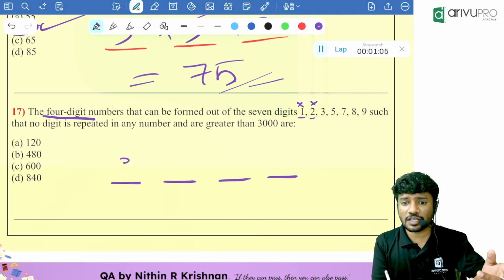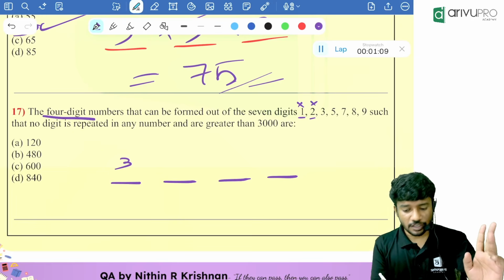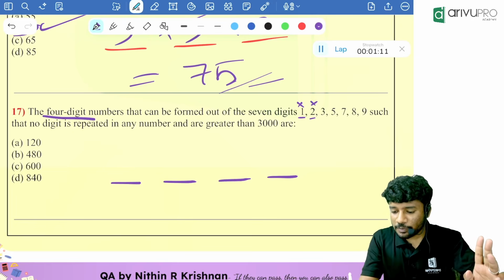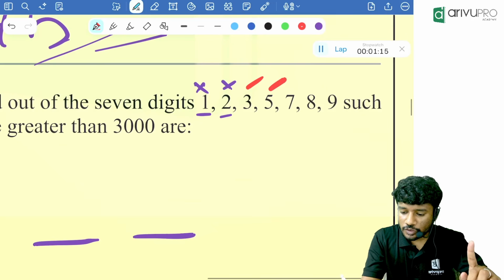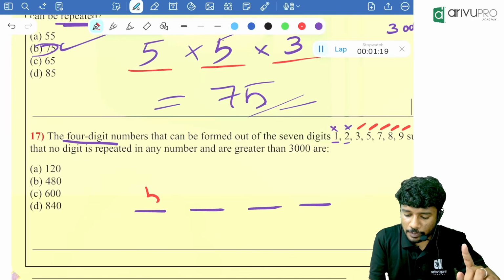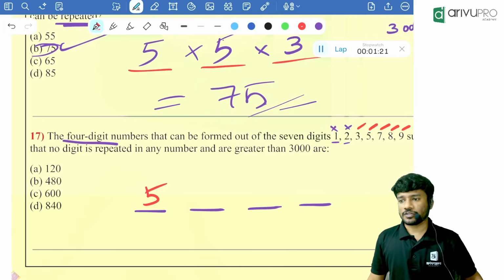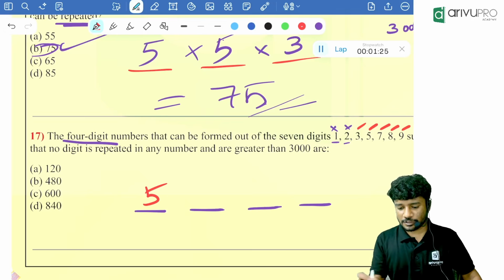Can we start with 3? Yes, we can start with 3. Now you tell me how many people can sit in the first place? 1, 2, 3, 4, 5. Any of the 5 people can sit in the first place. Are you getting the point?